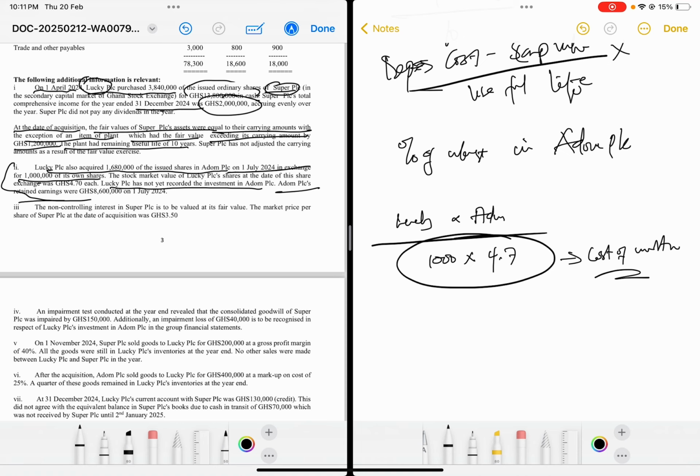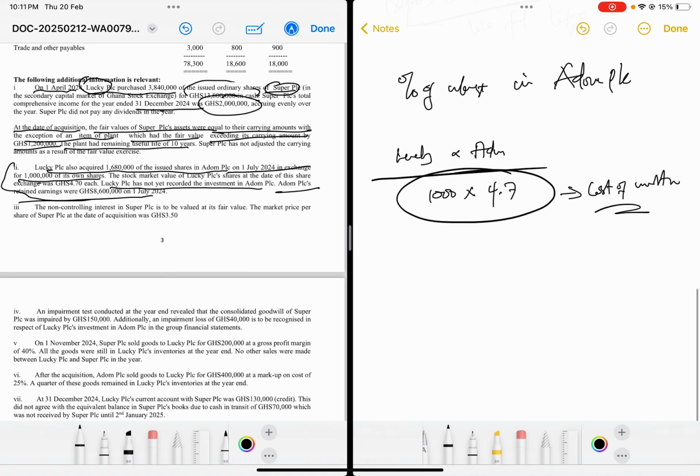And Adon PLC's retained earnings were 8,600,000 on 1st July. That is at the date of acquisition. So this will also help you to know the profits that came with Lucky PLC. So basically it's like this. You invested in a company, right? And at the time that you invested, the retained earnings was 8.6 million. So if you want to know the profit that the company made from the time you invested to the end of the year, you just have to compare the retained earnings that you came to meet with the retained earnings at the end.